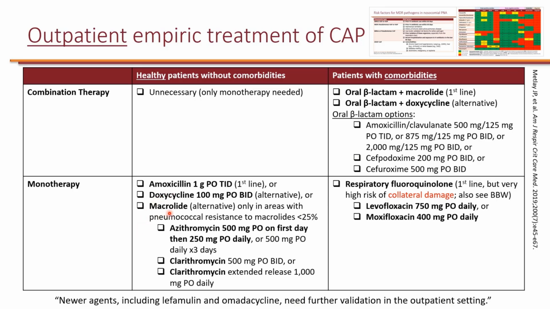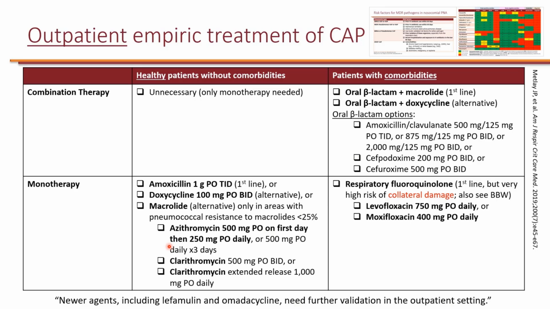Now with macrolide, it's considered alternative because we are seeing an increased rate of pneumococcal resistance. Now if you know that in your local area the rate of resistance is less than 25%, you can actually use azithromycin monotherapy. Now, in our area at Loma Linda University Medical Center, the rate of macrolide resistance in Streptococcus pneumonia is actually more than 30%.